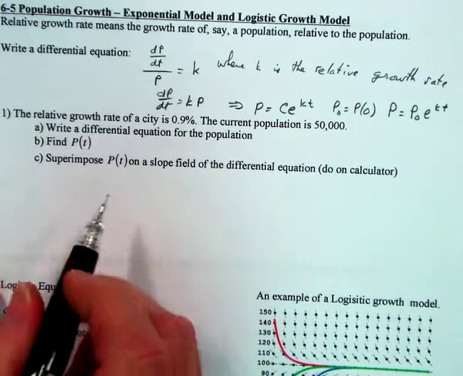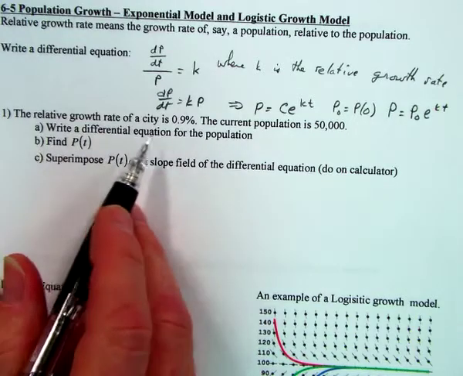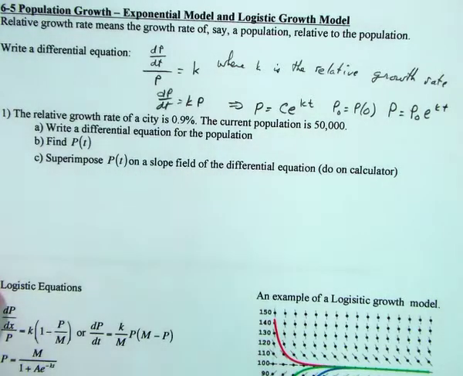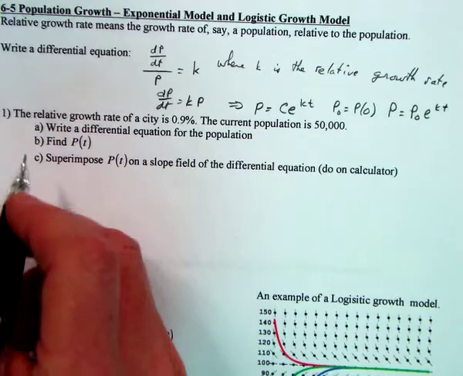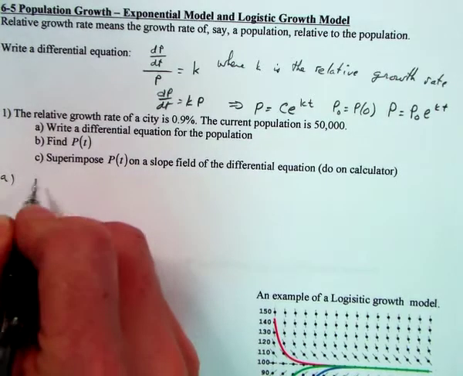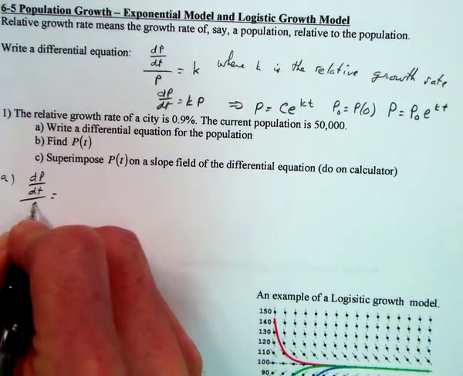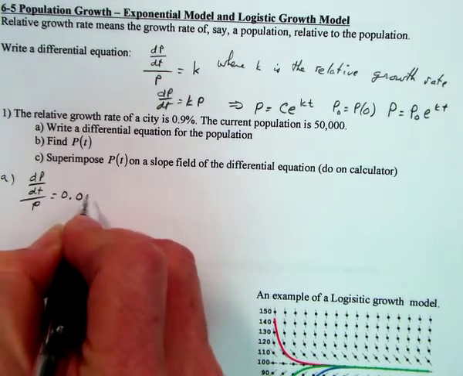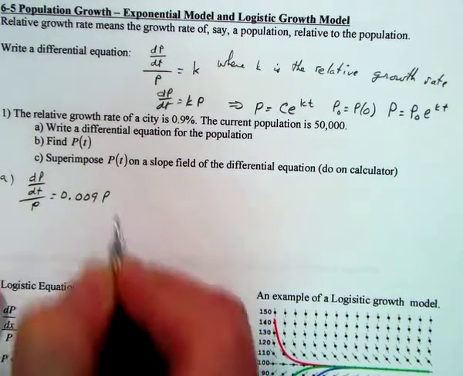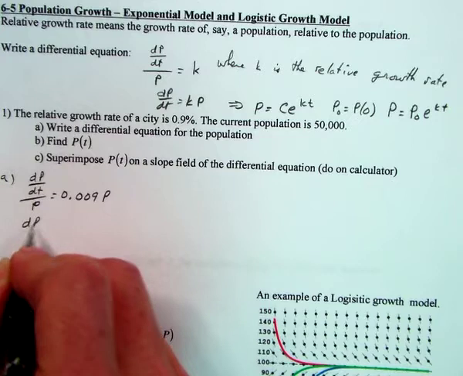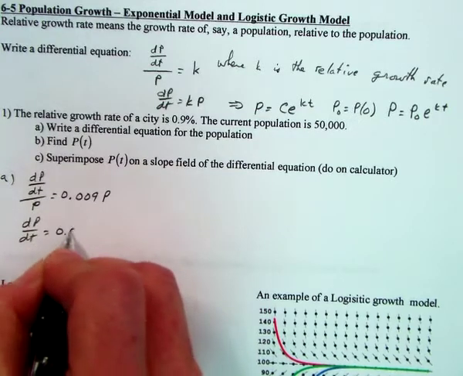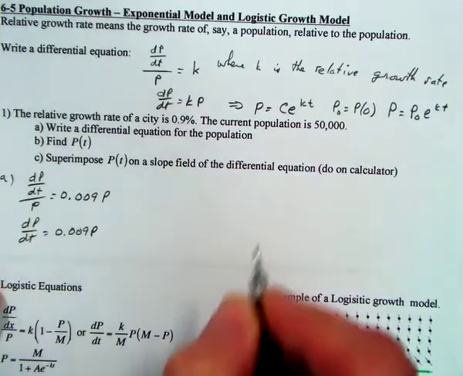Let's take a look at an example. The relative growth rate of a city is 0.9%. The current population is 50,000. Write a differential equation. So we'll look at dP/dt relative to P equals 0.009, since that's a percent, or dP/dt equals 0.009P.